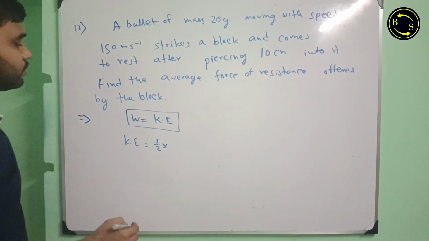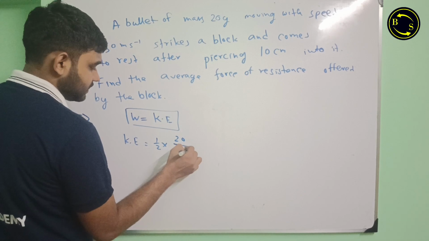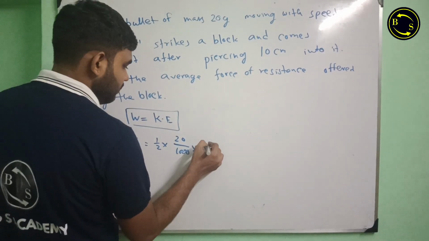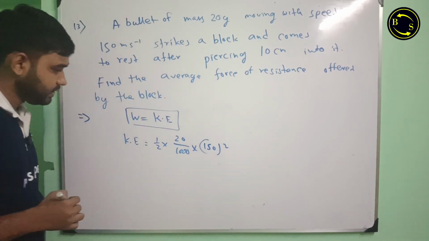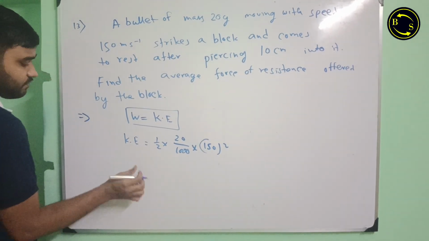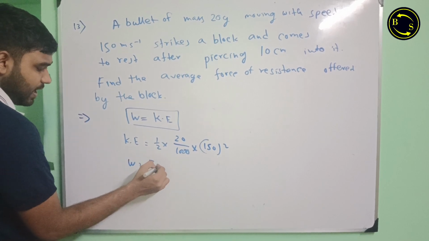Half the value of m, which is 20 gram, so 20 by 1000, into the value of v, which is 150, so 150 square. And the work done is W equal to F into S.